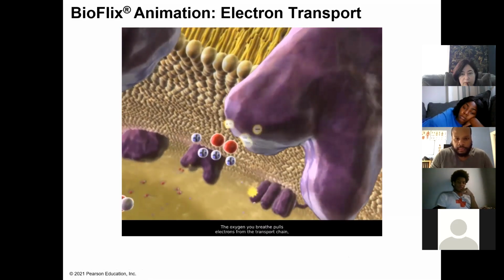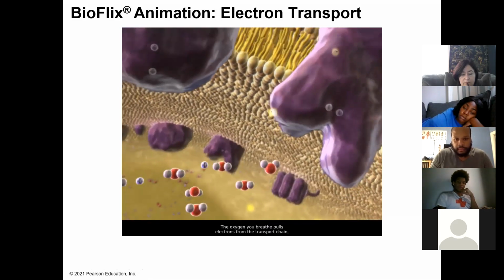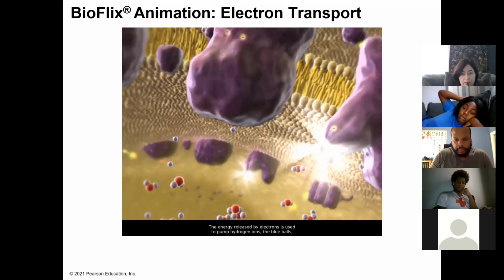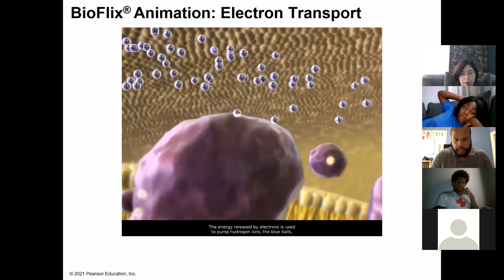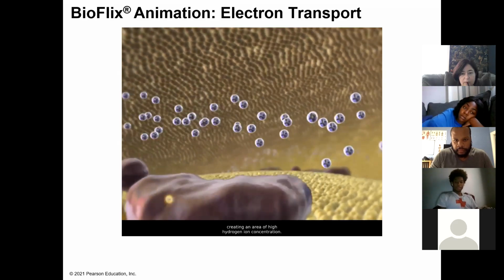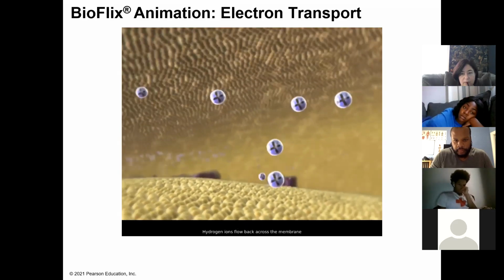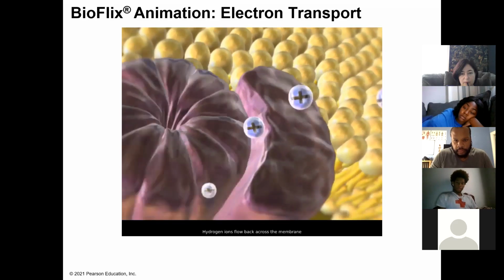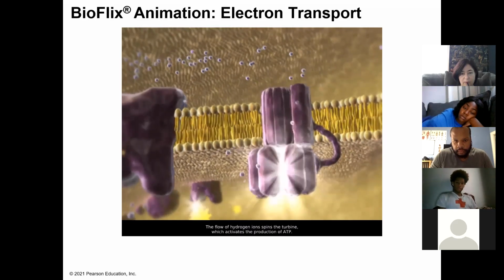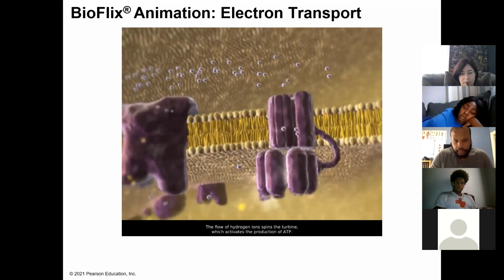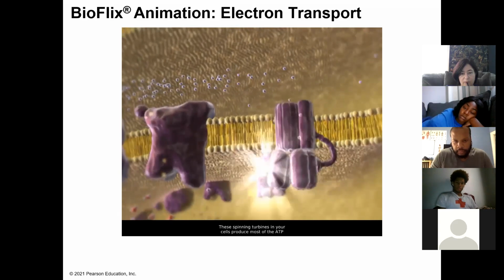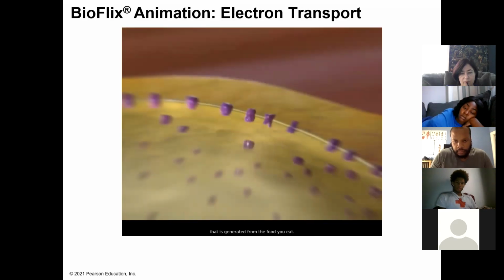The oxygen you breathe pulls electrons from the transport chain, and water is formed as a byproduct. The energy released by electrons is used to pump hydrogen ions, the blue balls, across the inner membrane of the mitochondrion, creating an area of high hydrogen ion concentration. Hydrogen ions flow back across the membrane through a turbine. Much like water through a dam, the flow of hydrogen ions spins the turbine, which activates the production of ATP. These spinning turbines in your cells produce most of the ATP that is generated from the food you eat.